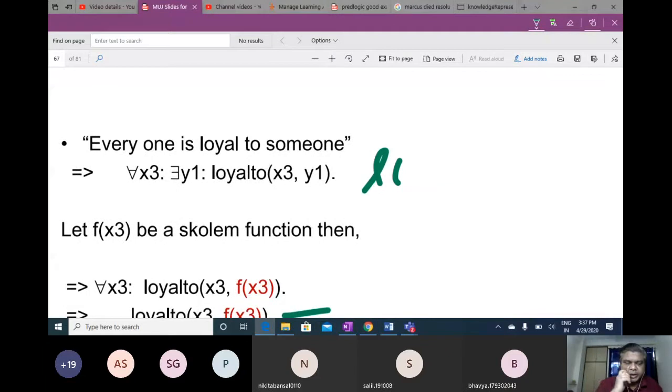Now this is another statement. Everyone is loyal to someone. Note these variables, x3 and y1. Now we are not having the same variable again. In every new statement we are changing the variable. So for all x3, there exists at least one y1 such that loyal to x3, y1.